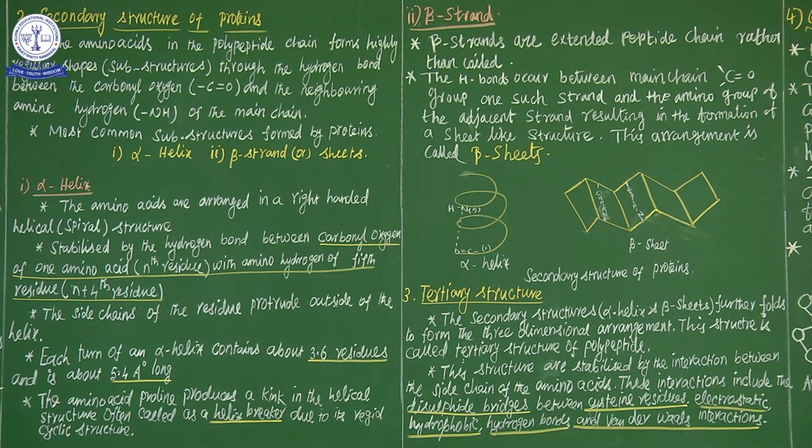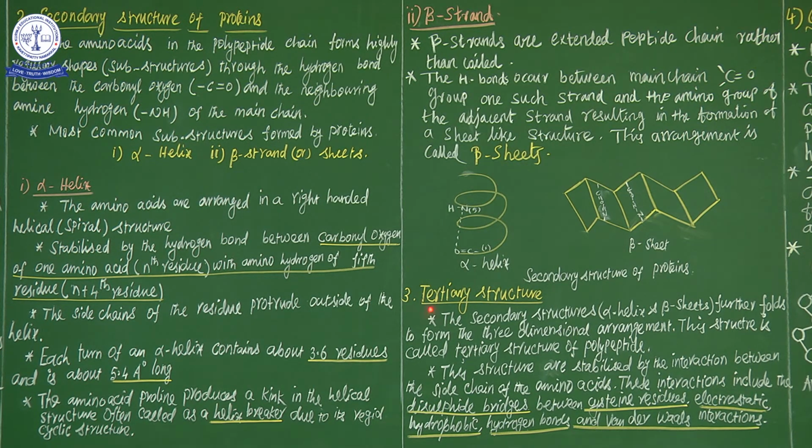So the hydrogen bonds occur between the main chain carbonyl group of one strand and the amino group of the adjacent strand, resulting in the formation of a sheet-like structure. So a bond forms between the carbonyl group in the first chain and the NH group in the second chain. This arrangement is called a beta sheet. We say it is like a sheet format, beta sheet or beta strand. This arrangement is called a beta sheet.